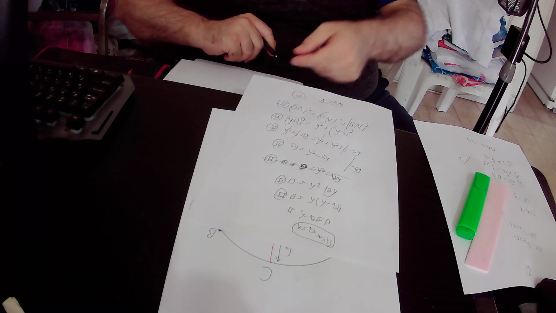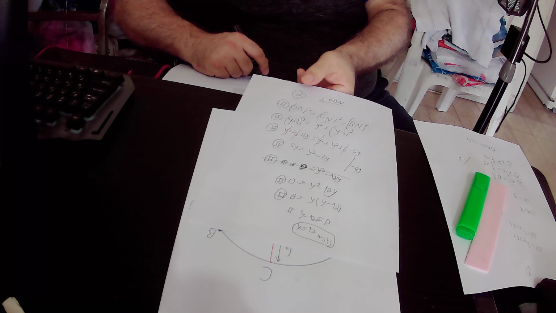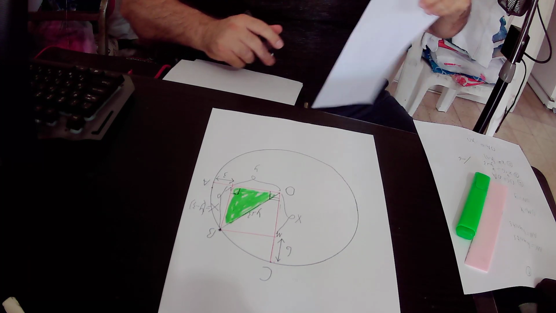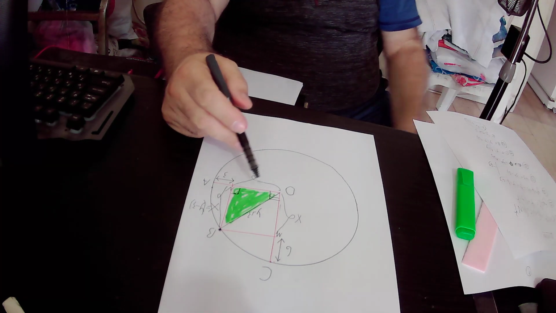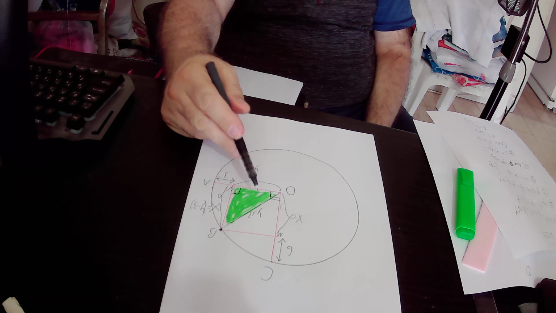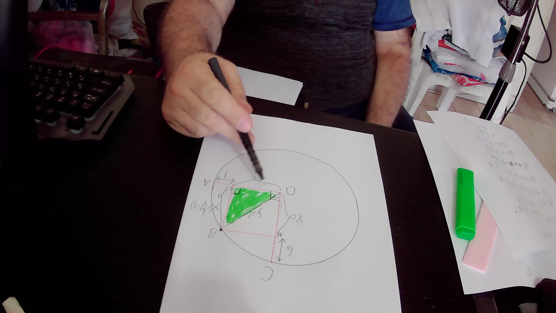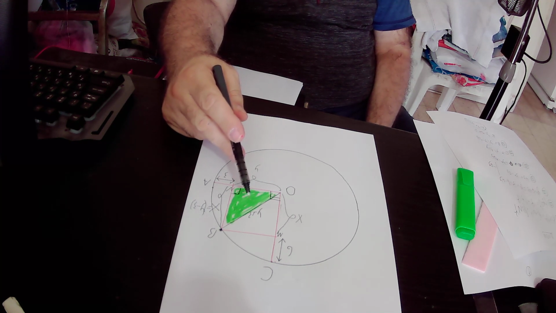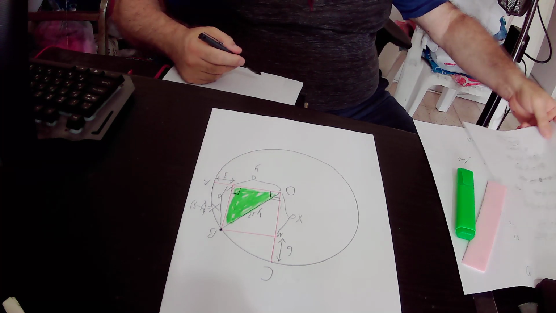Okay, y equals 12 units, but we know that the radius of this circle is OB, and OB equals y plus 3, and y equals 12. So the radius of this circle is 12 plus 3, that is 15 units. Okay? So I write it down.